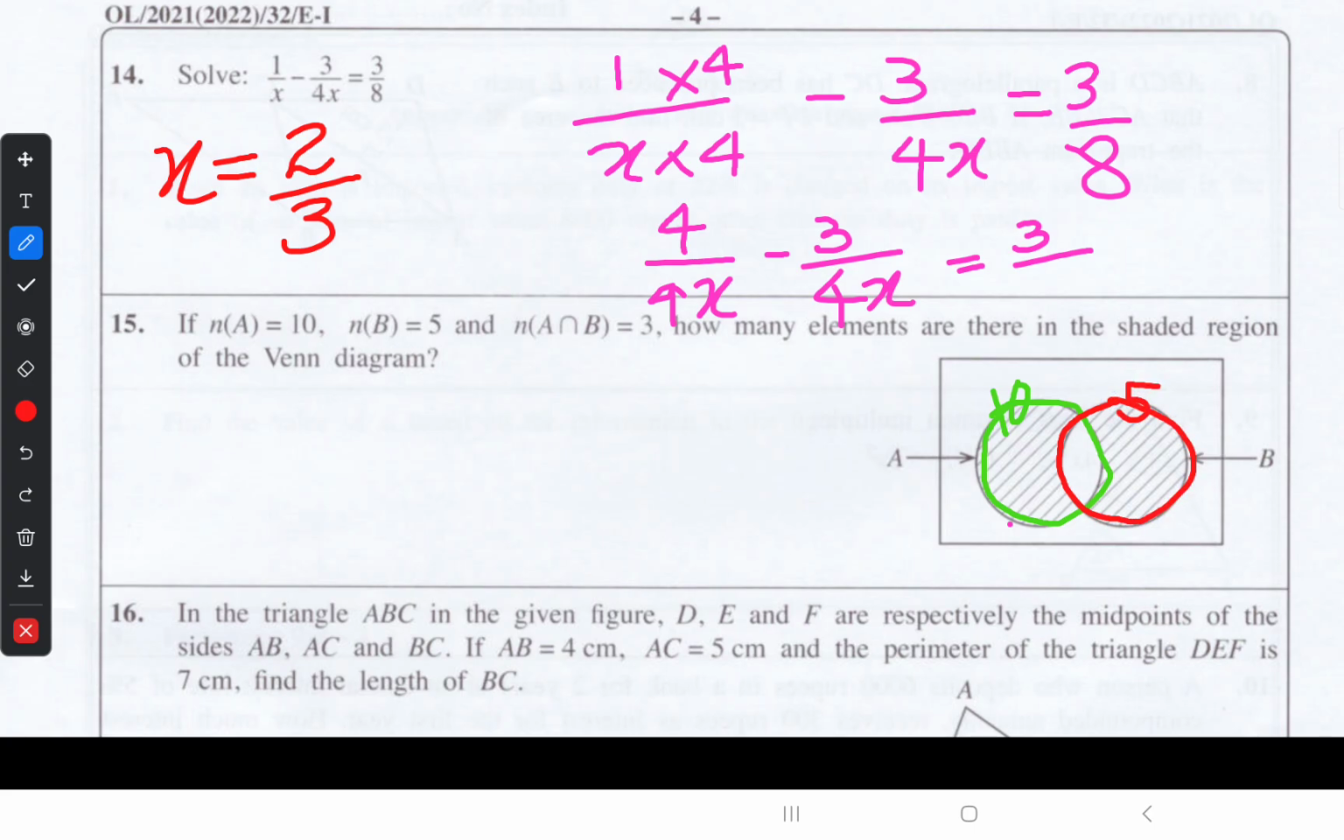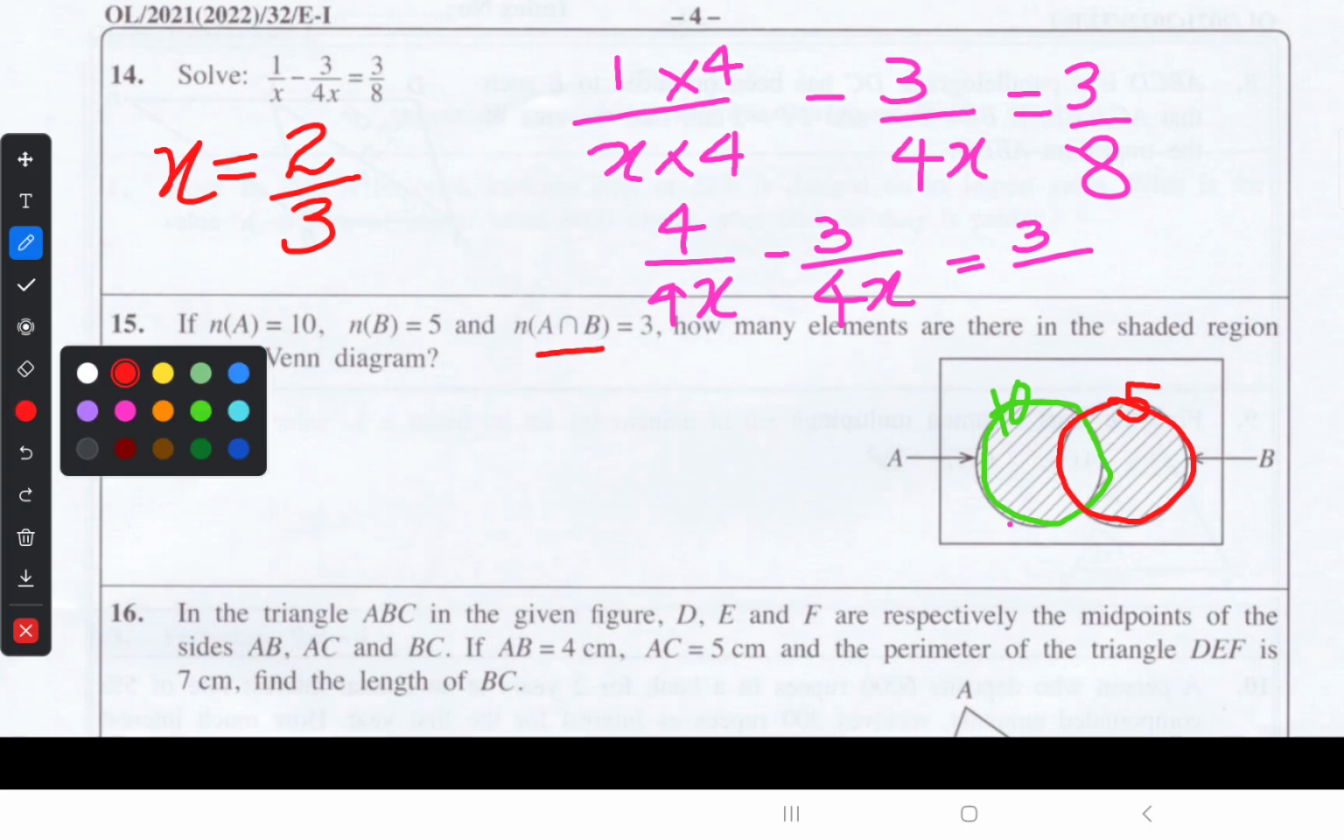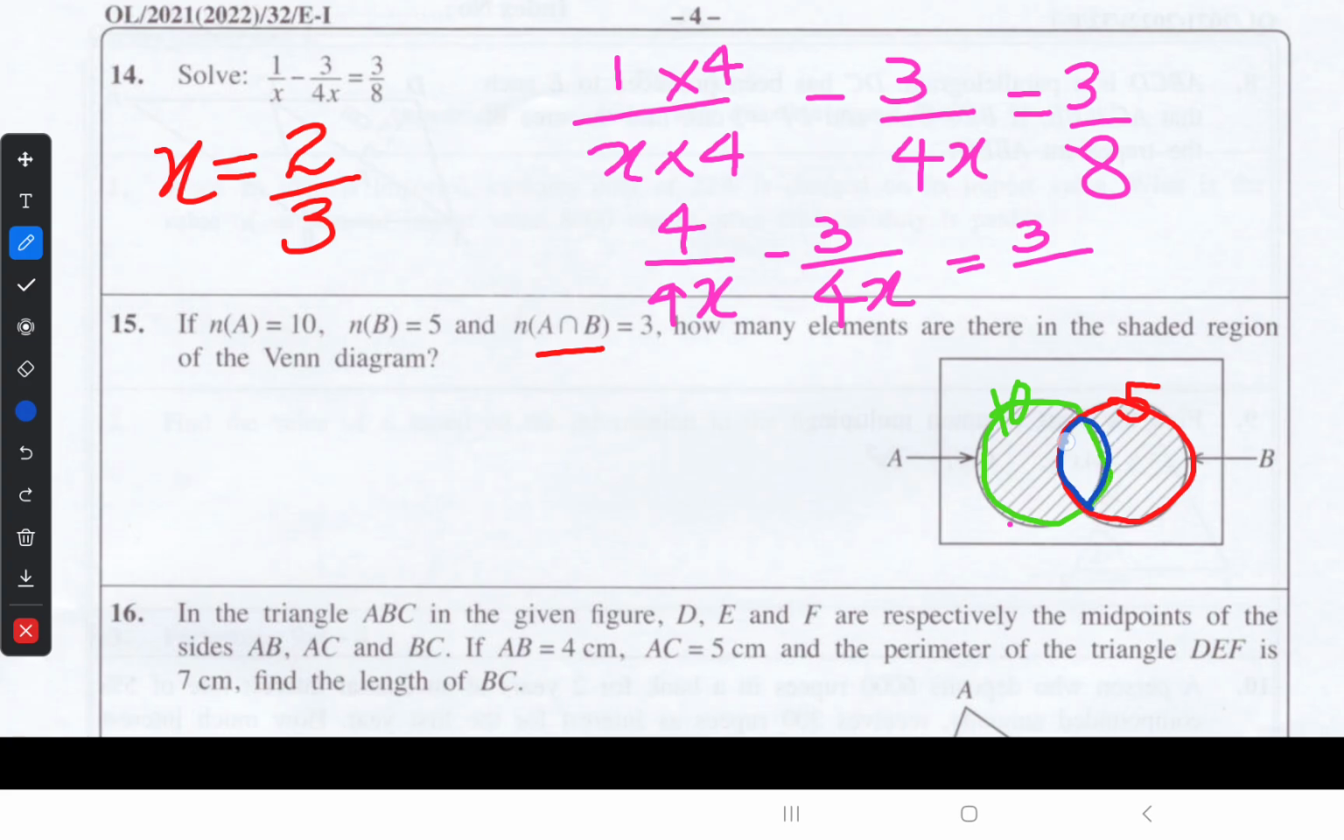And n(A intersection B) equals 3. A intersection B means this common area. This is 3. So, according to this picture, you can see this total circle contains 10 elements. If the common area is 3, this is 7. Similarly, this total circle contains 5 elements. The common area contains 3 elements, so the remaining is 2.